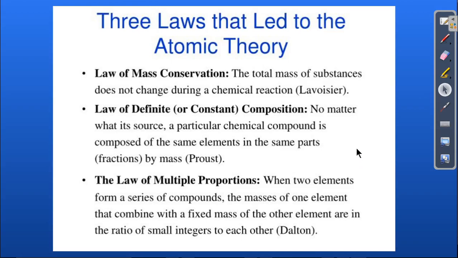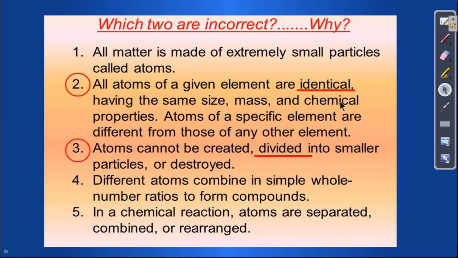The law of multiple proportions, which we just talked about today, is when two elements form a series of compounds, so they can form more than one compound. The masses of one element that combine with a fixed mass of the other element are in the ratio of small integers to each other. So when you compare them, those are whole numbers. Dalton said that, and all three laws helped him develop his atomic theory, which is a set of assumptions.